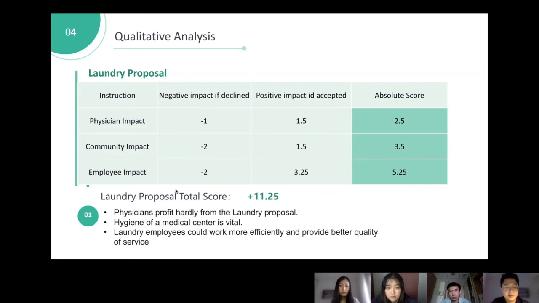Last part, employee impact, we give a high score of 5.25. This is because we think if we could have this proposal, the laundry employees could work more efficiently and give a high quality service. And by summing the absolute scores up, we get the total score of the laundry proposal, which is 11.25.